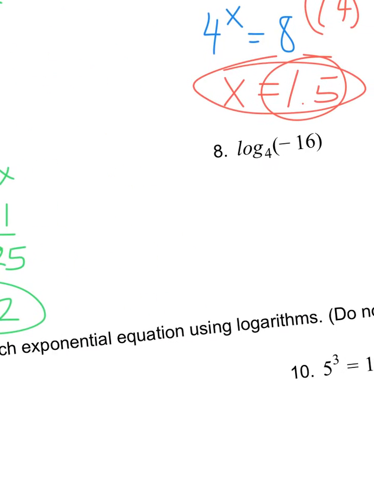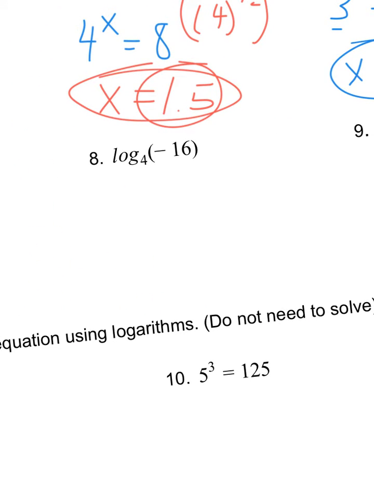Number 8. This one's an interesting one because you've got equals x like all the rest of them. If I re-express this, it will be 4 to the exponent x is equal to a negative 16. But as we talked about in class, there's no way I could raise a positive number to an exponent and get a negative number. So that's why this answer is no solution. Okay, it would be undefined.